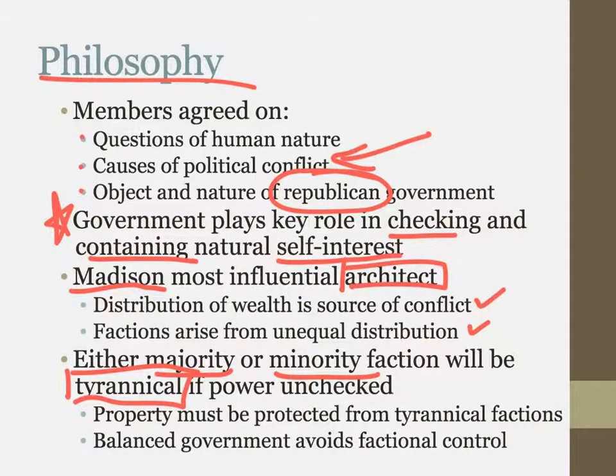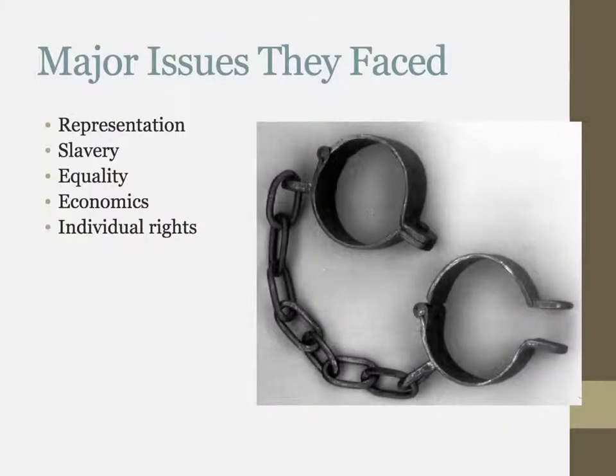where they use their numbers to hurt the other if they're unchecked. You have to protect property. That is big because most people don't have as much, and so they might want to divide up what people have. And you have to have a balanced government because that stops faction control. So what were the major issues? Well, there was representation.